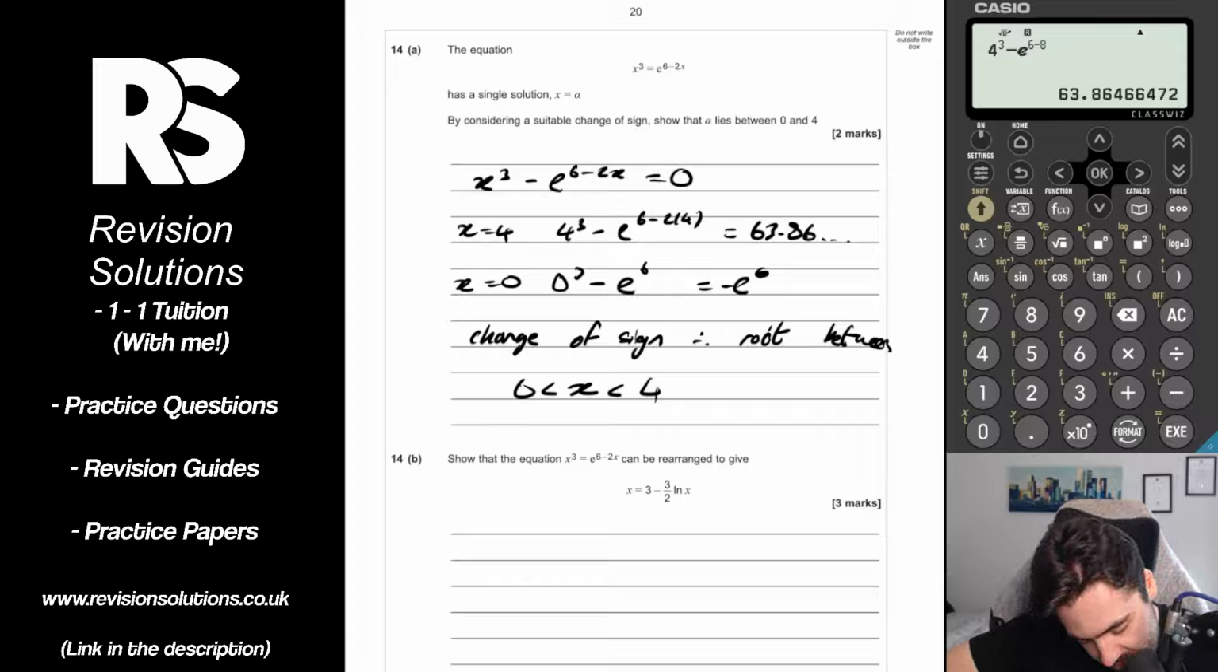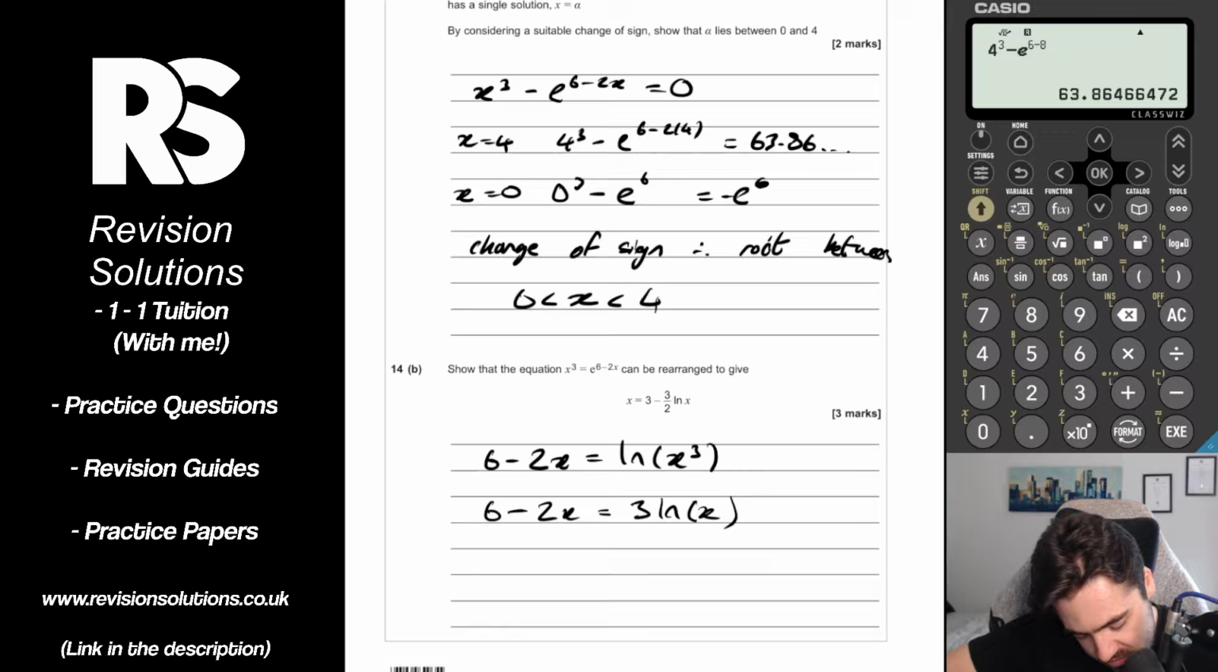So first, if we use the natural log on this, we would get 6 minus 2x is just the natural log of x cubed. There's a natural log of x cubed in our expression here, so we can use the power rule to bring that 3 out of the log. So that would be 6 minus 2x equals 3 natural log of x. Then we just need to rearrange for the x. So that would be 2x equals 6 minus 3 natural log of x. Dividing by the 2 is going to give us the final answer.